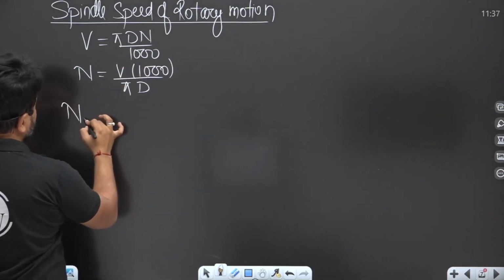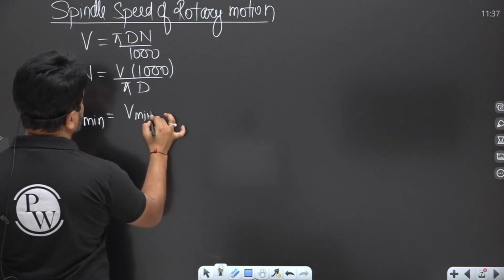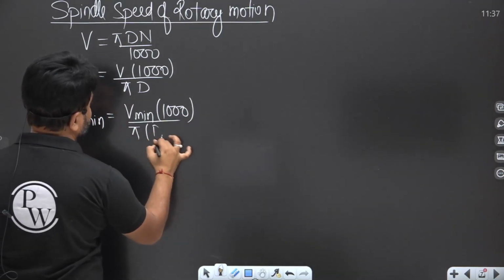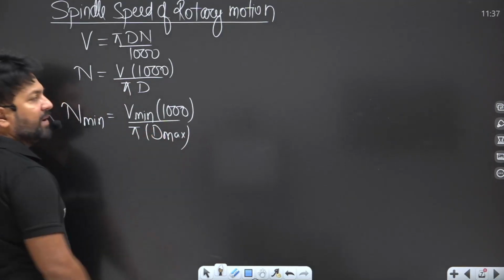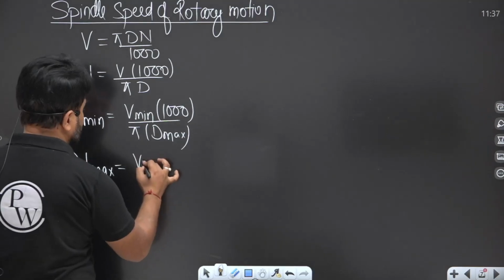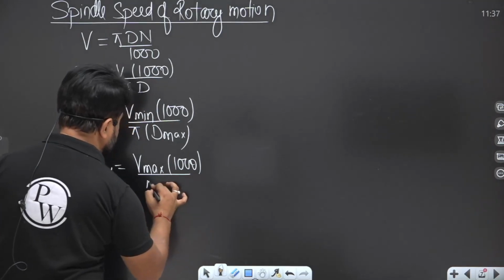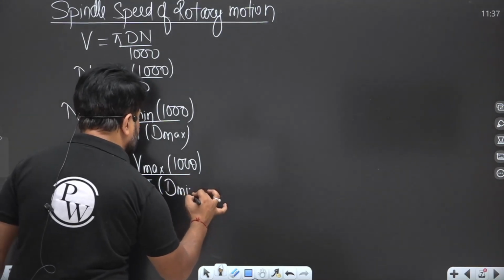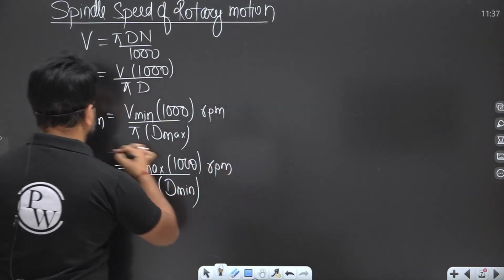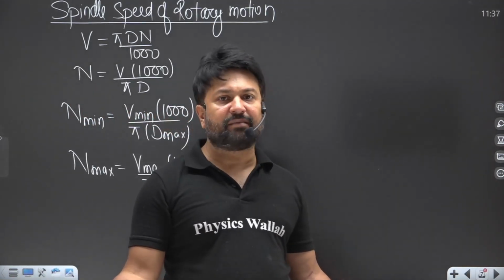If you need n minimum, then you need V minimum into 1000 divided by pi, and D should be maximum. Am I clear? If you need n max, then your velocity should be maximum, into 1000 divided by pi, and your diameter should be minimum in this case. That RPM you will get. Once you get n min or n max, you will get the step ratio if you know the number of spindle speeds.